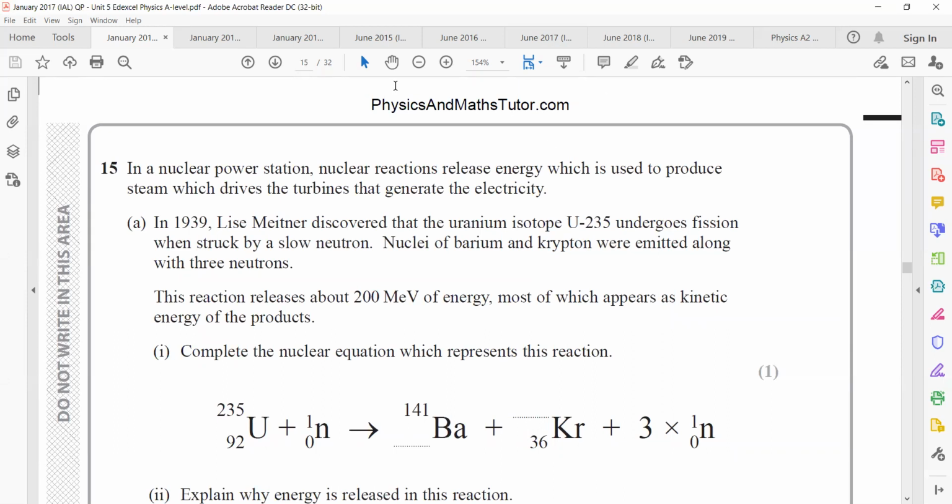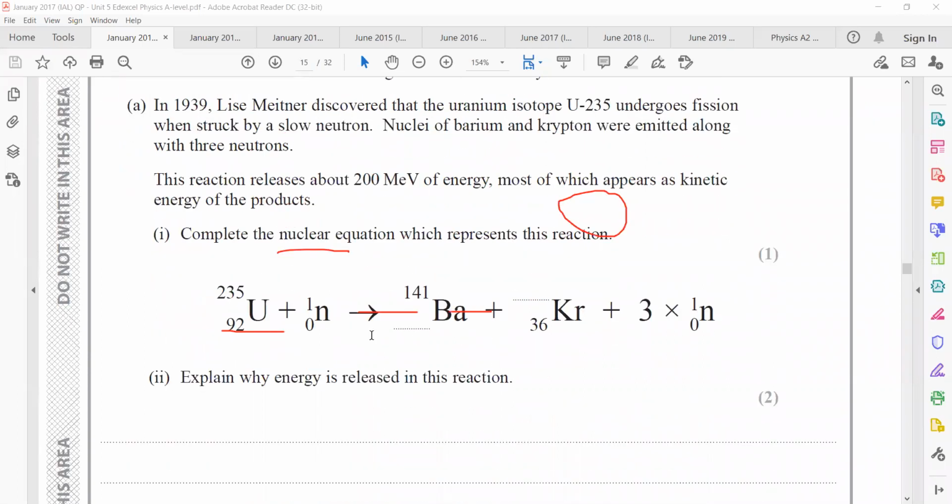So the uranium isotope, uranium-235, undergoes nuclear fission when it is struck by a slow neutron. Nuclei of barium and krypton are emitted along with three neutrons. This reaction releases about 200 mega electron volts of energy, most of which appears as the kinetic energy of the products. Because of that kinetic energy, these particles collide with water molecules and increase the temperature of the water, which turns into vapor or steam, which rotates the turbine and produces electricity.